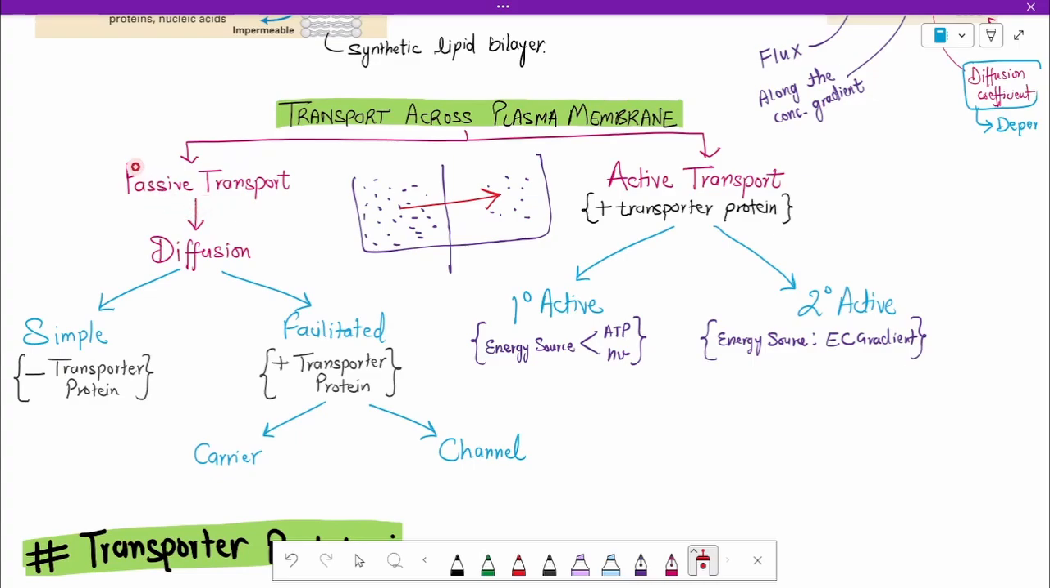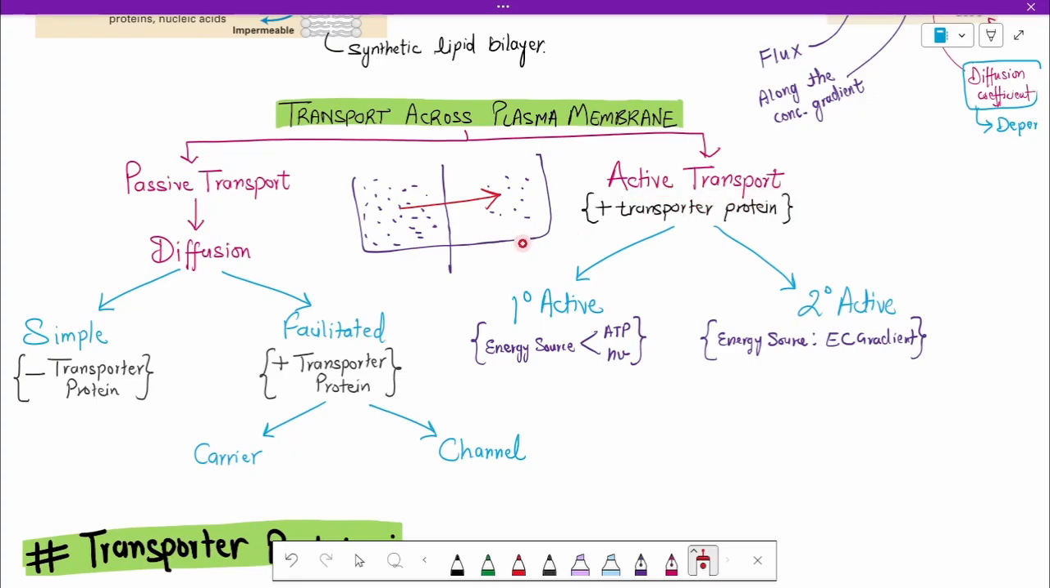These are the two basic concepts of passive transport. Number 1, it occurs along the concentration gradient, and number 2, it does not require any energy. Whereas in the case of active transport, it occurs against the concentration gradient.